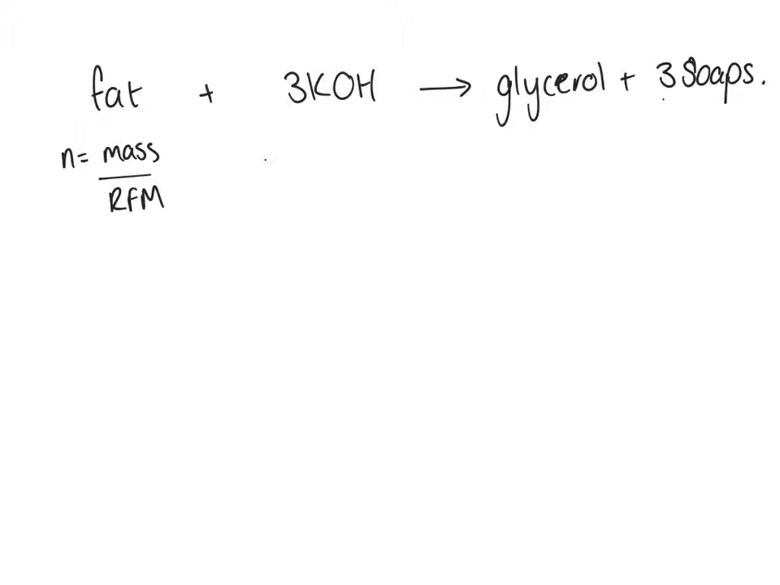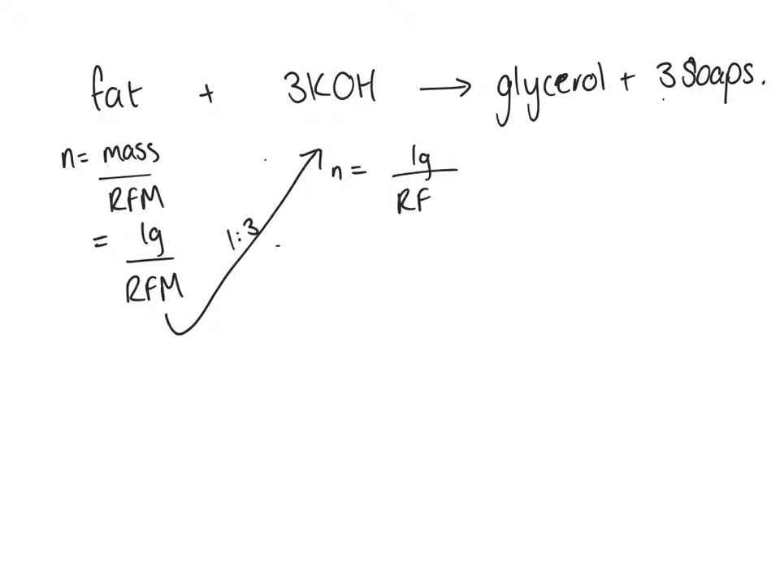Okay, so we said it's for 1 gram divided by the RFM of your fat. I don't know what the RFM of my fat is. If I want to work out how many moles of potassium hydroxide reacts with that, how do I work that out? Yeah, the ratio is 1 to 3. And so my number of moles of potassium hydroxide is going to be 1 gram of my fat divided by the RFM of the fat times by 3. Yes? With me?